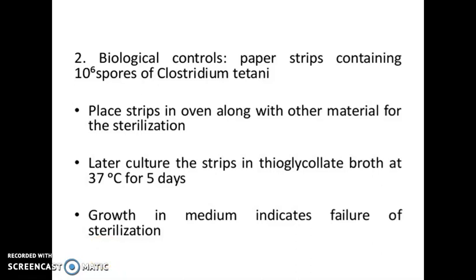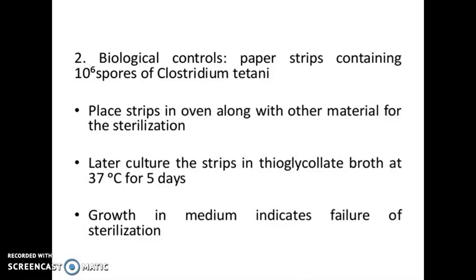So, coming to the biological controls, which we have discussed up to the previous slide. As a result of this quality control in the hot air oven, we are using chemical controls as well as biological controls. In the biological controls, we are placing paper strips containing 10 raised to 6 spores of Clostridium tetani.